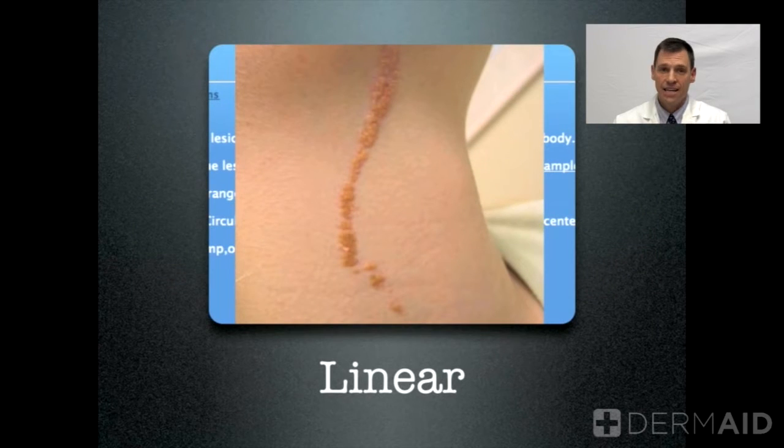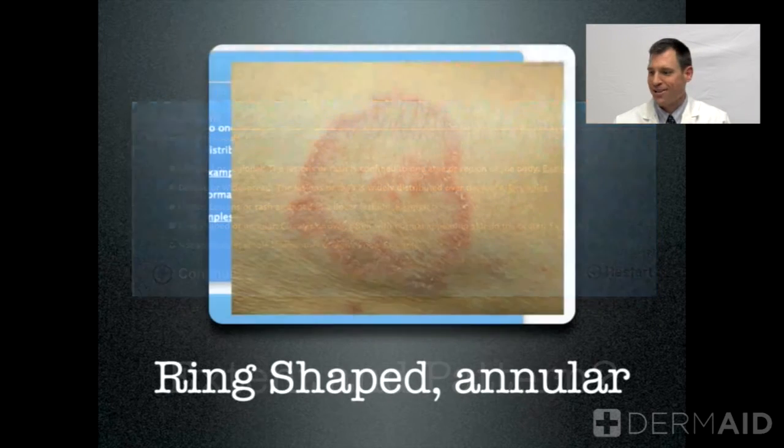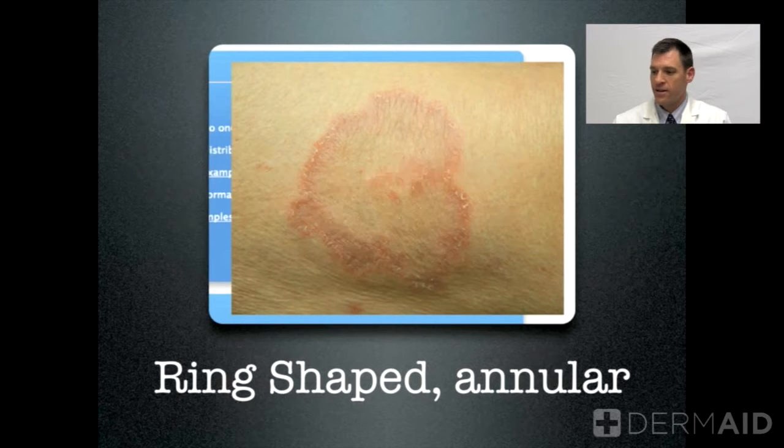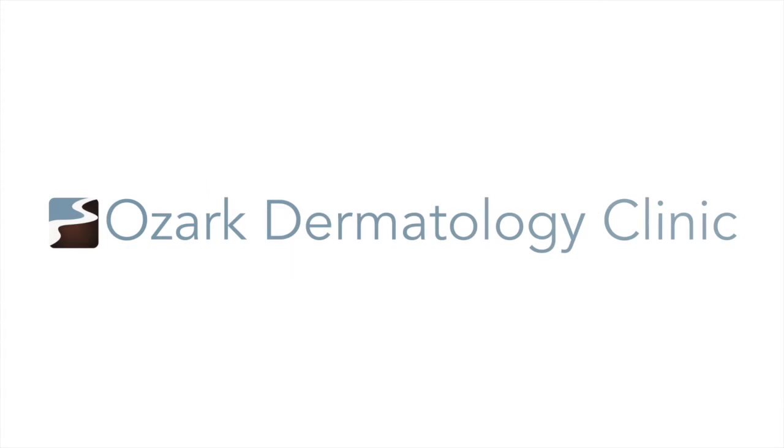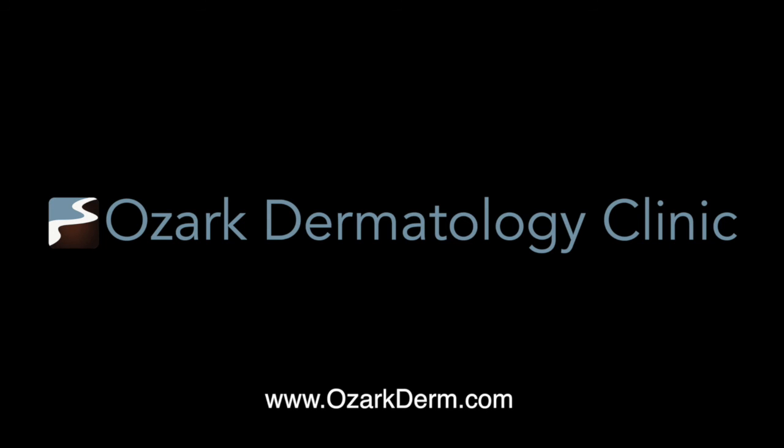Other pattern, linear, roughly arranged in a line. And annular or ring-shaped. When there are multiple rings, we call it polycyclic. So here this patient has what's called granuloma annulare, and it is a mimic of ringworm. We don't know the cause. It's not an infectious process, and it's not a fungus, which is seen in ringworm, also known as tinea corporis.